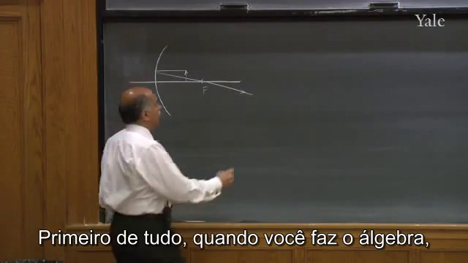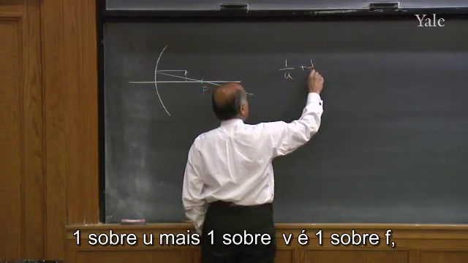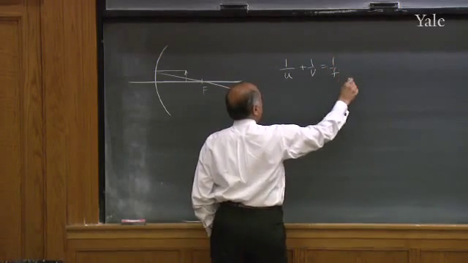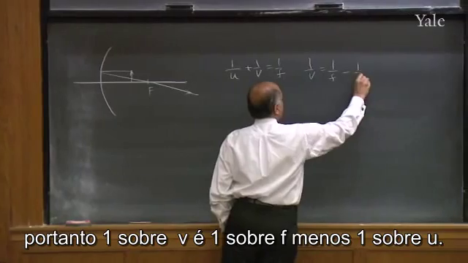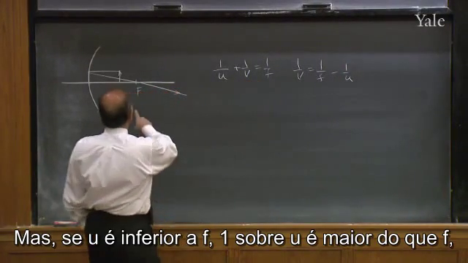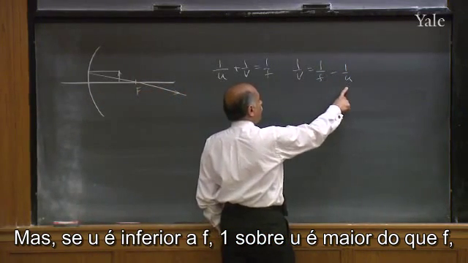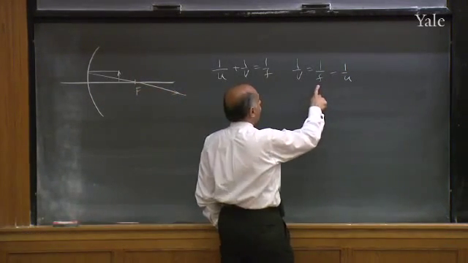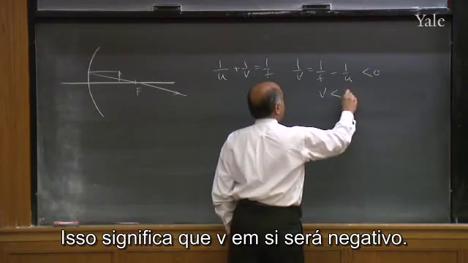First of all, when you do the algebra, you can see some problems. 1 over u plus 1 over v is 1 over f. Therefore, 1 over v is 1 over f minus 1 over u. But if u is smaller than f, 1 over u is larger than 1 over f, and 1 over f minus 1 over u will be negative. That means v itself will be negative.